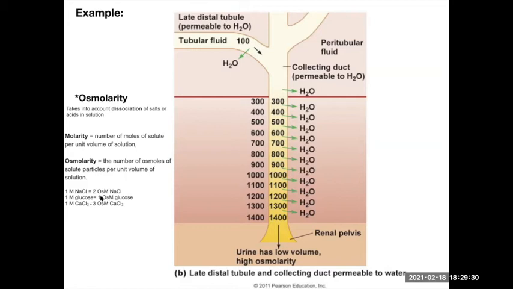Glucose doesn't dissociate, so there's no change in that. 1 mole of glucose, 1 molar glucose, is 1 osmolarity of glucose, right? Same thing if you have 3 molecules, it's going to be 3 times, because they dissociated into calcium and 2 chloride molecules. So that's just the whole concept of osmolarity, right?